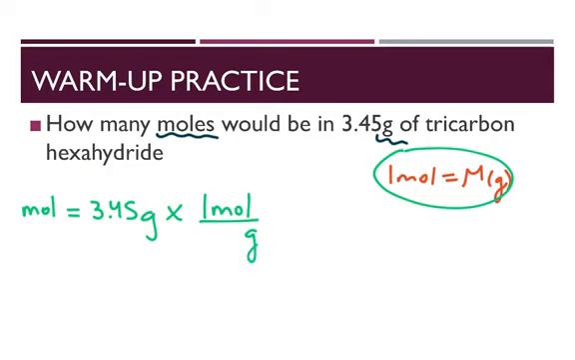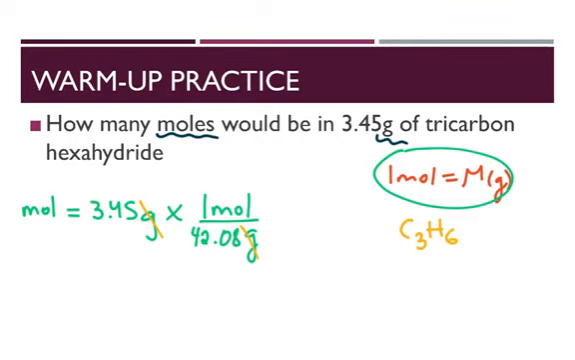Now, I don't have a molar mass yet. I've got to figure that out. So the first thing I need to do for molar mass is figure out what my formula looks like. I have a tricarbon, C3, hexahydride, H6. So I'm going to do my molar mass for 3 carbons plus 6 hydrogens. I'm getting the value of 42.08. You should get something similar.